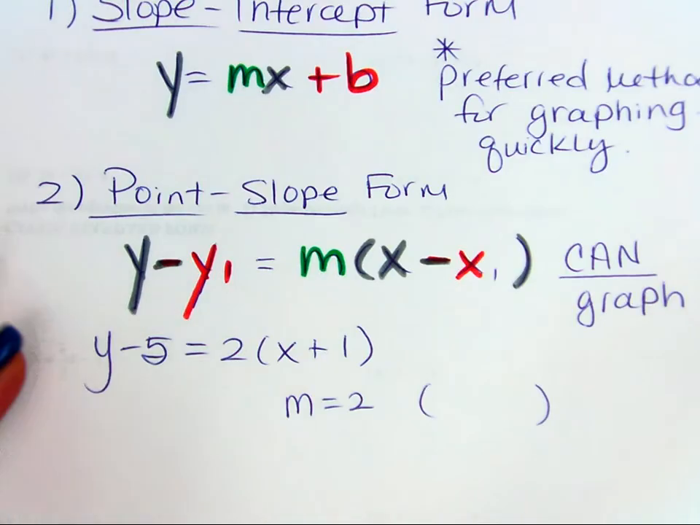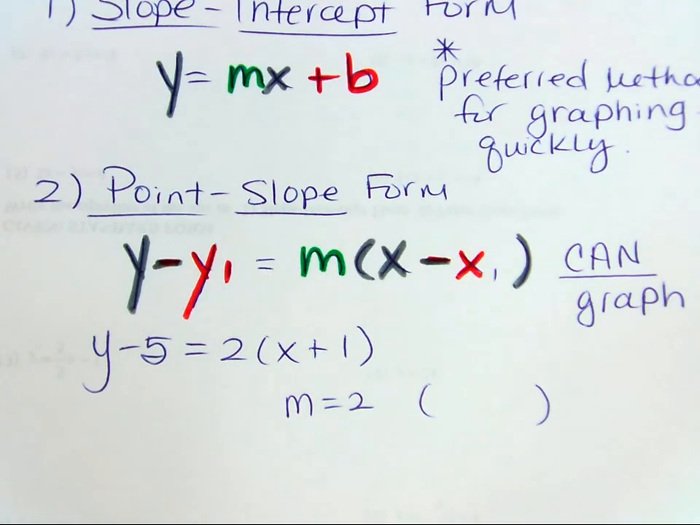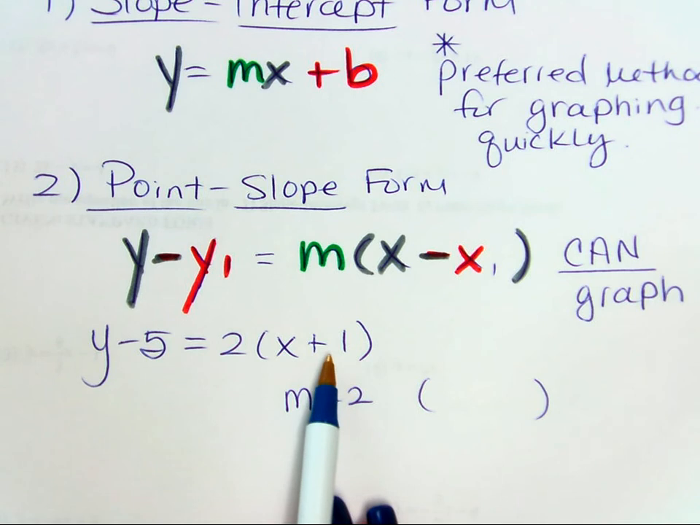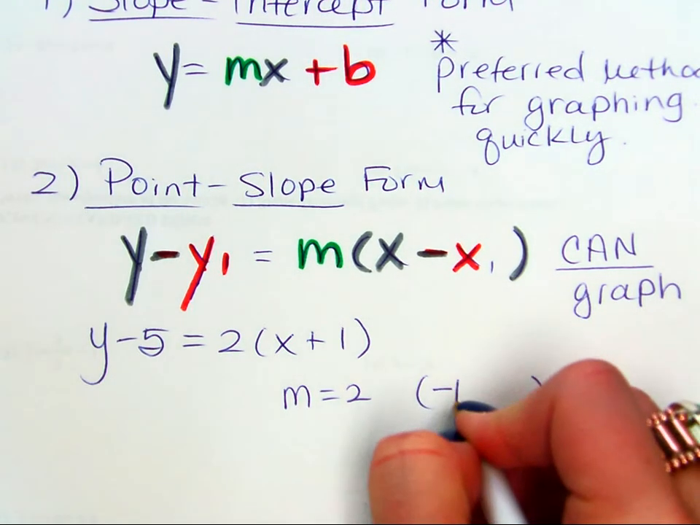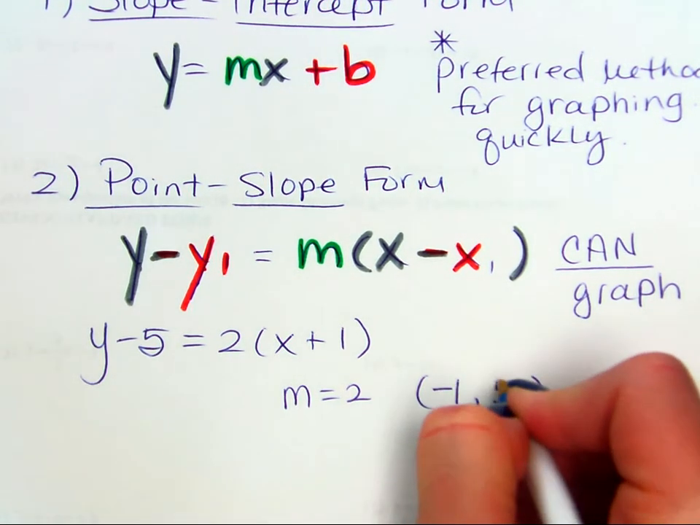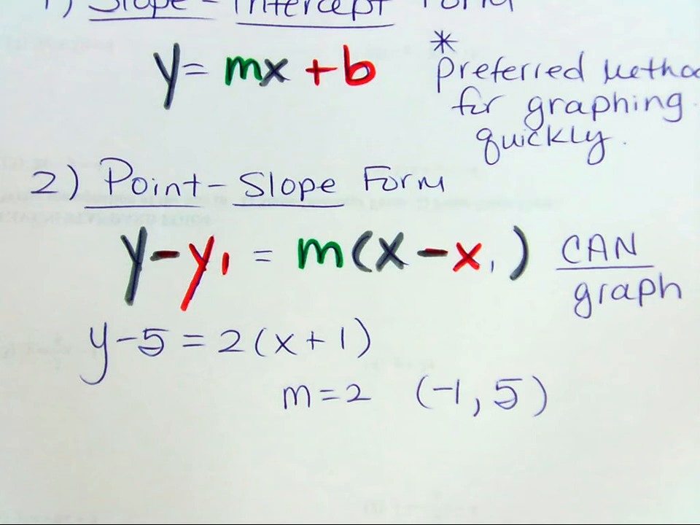I'm glad that people are paying attention to the colors there. So if this is a +1, my point is -1, +5, right? Are you comfortable with that? You guys seemed pretty good with that when I checked your homework. So now, can I graph? Sure. I just have to do a little bit more work.